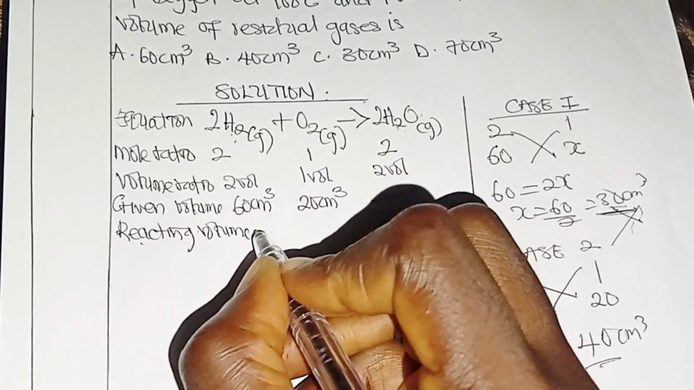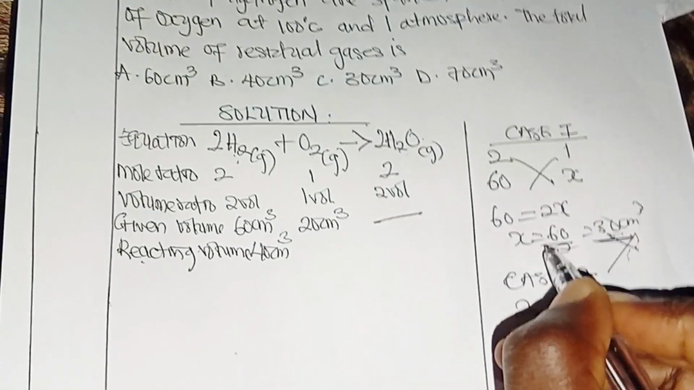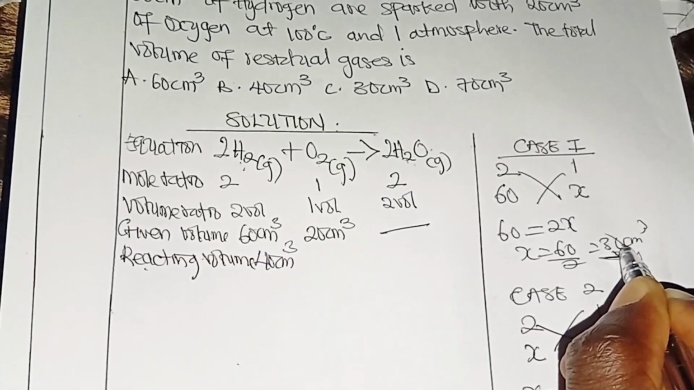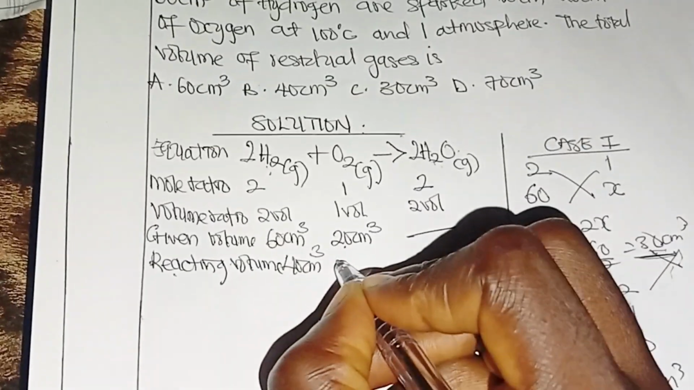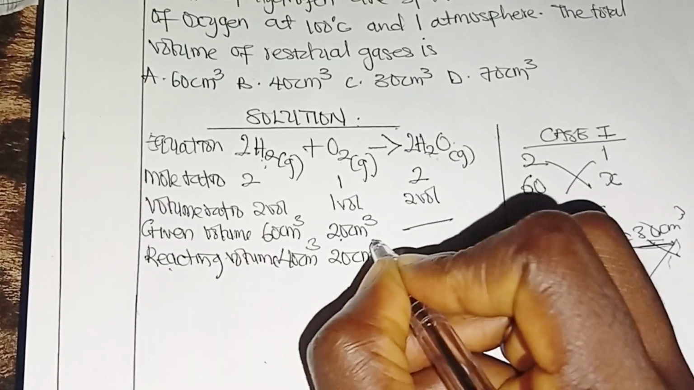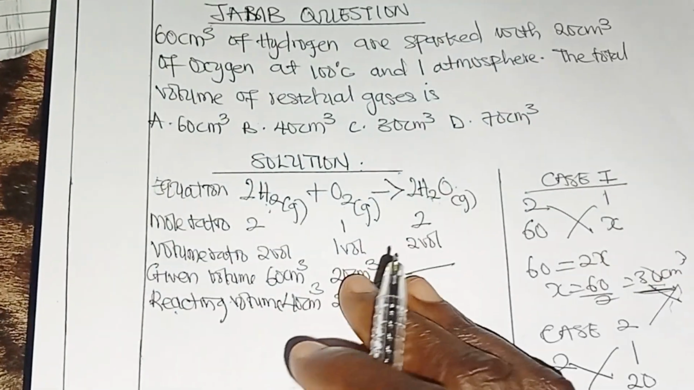So for 60, for hydrogen, what did we get? 40 cm cube. When we solved for oxygen, we got a higher value, okay, than the given volume. So we'll still make use of 20. It simply means that the 20 cm cube of oxygen will react.